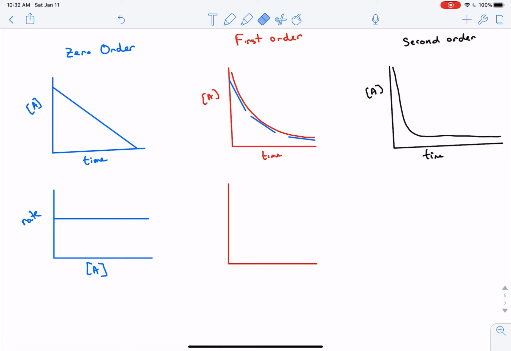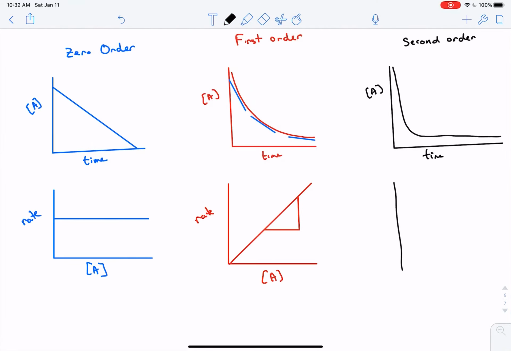Okay, so the rate here looks like this, where if I double the concentration, then I will double my rate as well. Okay.